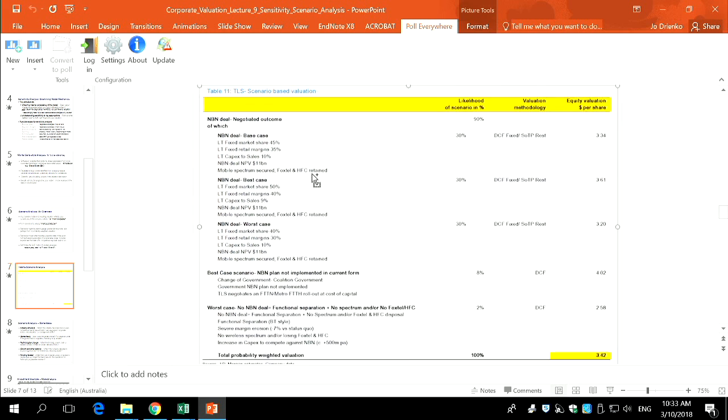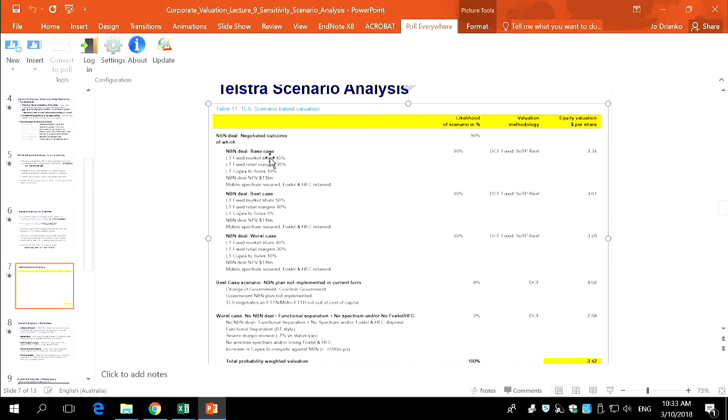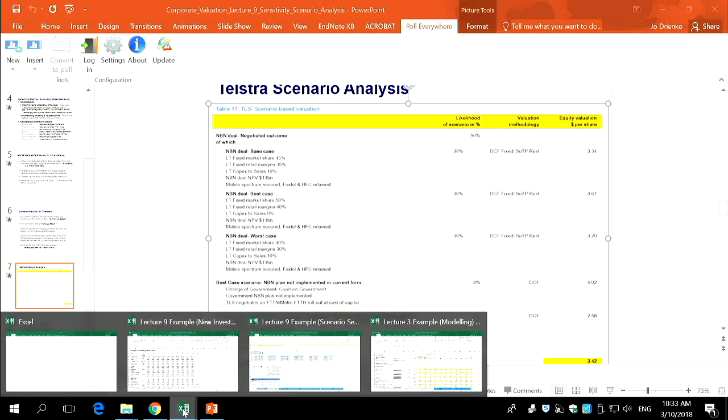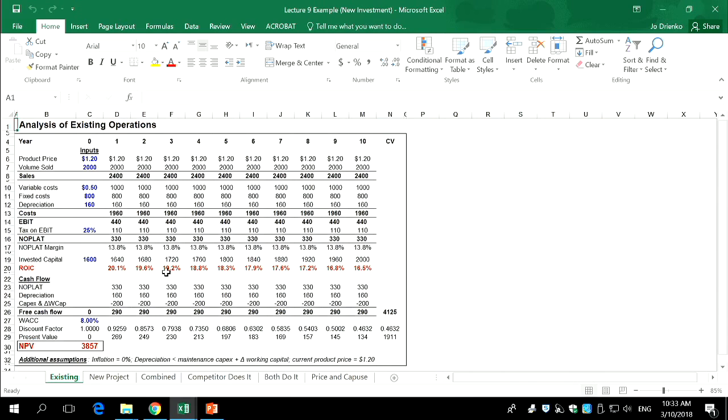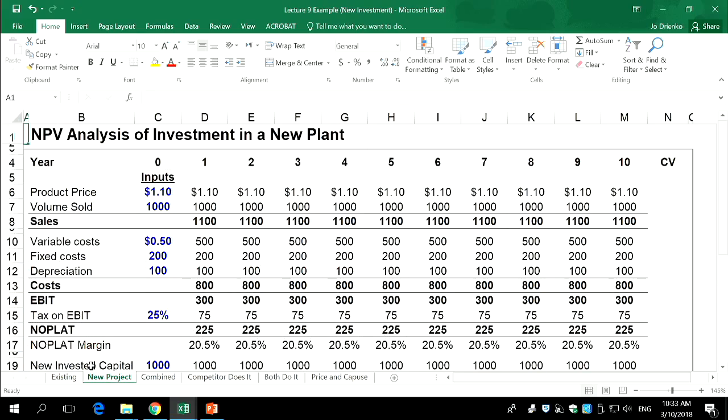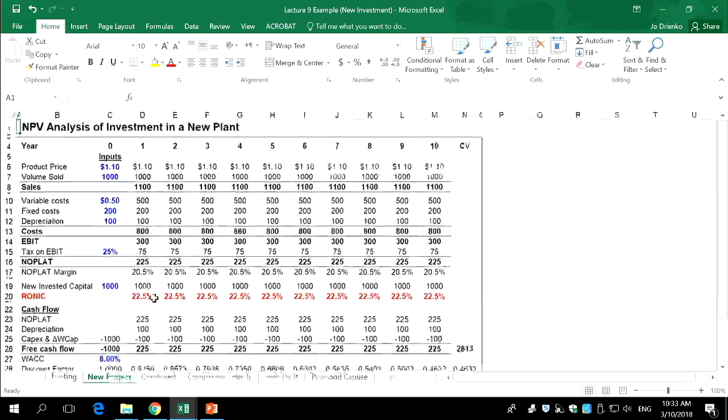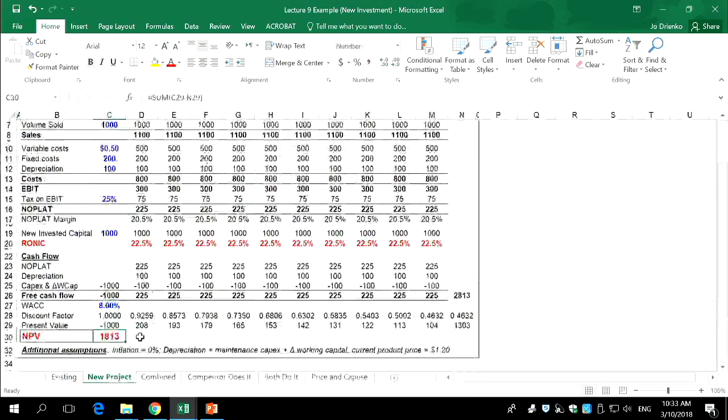So this is how scenario works. You don't change one input, market share. You change multiple inputs. And we sort of saw this with this example. Remember this example from last week? We had an NPV of a new project. It looked pretty good. It was NPV positive.